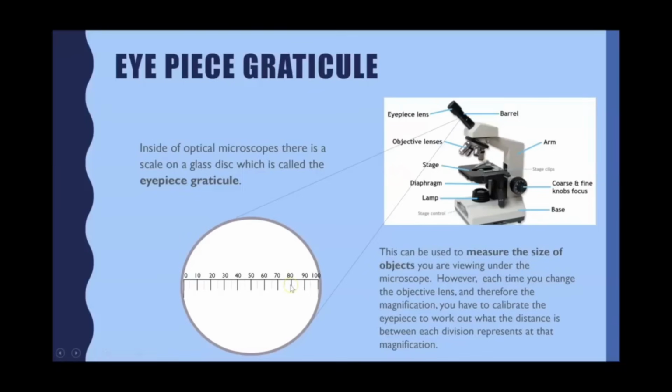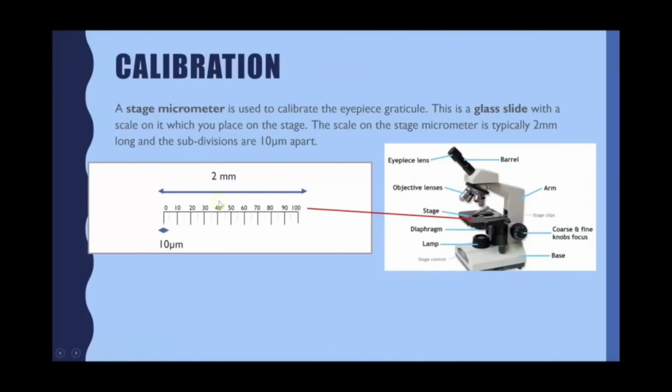However, it's not quite as straightforward as that, because as you're using your light microscope, you will potentially be moving between different objective lenses, and each lens is a different magnification. What that means is the divisions on this eyepiece graticule scale will be worth different distances depending on how magnified the image is. That's why we have to calibrate the eyepiece graticule each time we use it at a new magnification. To calibrate it, you need to use a second scale, which is called a stage micrometer.